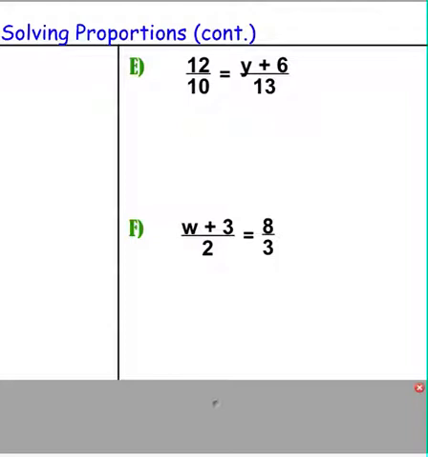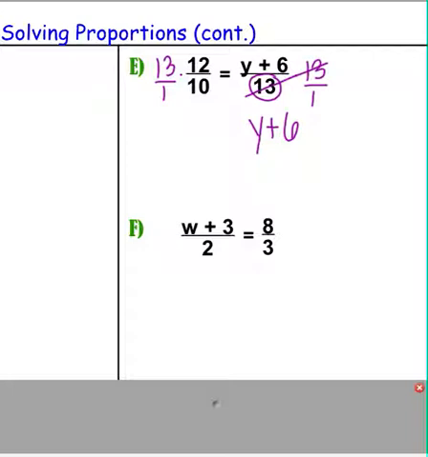Here, 10 and 13, because that makes kind of a large common denominator, I'd rather treat this problem like a division problem. Here I have dividing by 13, so I'm going to multiply by 13 on both sides. So here on the right it cancels, that leaves me with y plus 6. Now over on the other side, this gets kind of sticky. We've got 13 times 12 over 10.